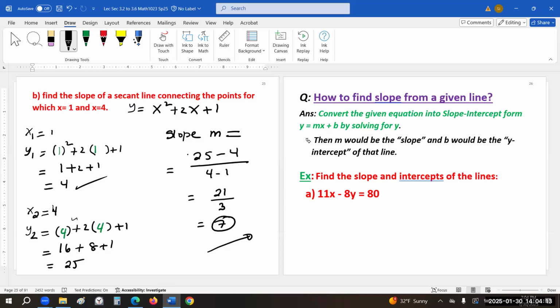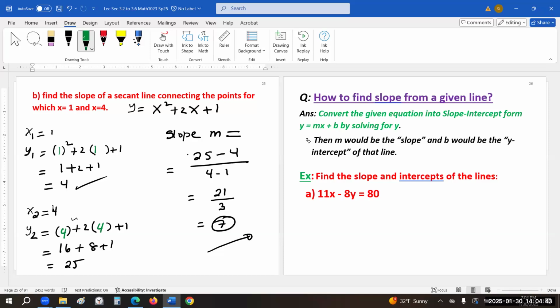Okay, so we know how to find slope when 2 points are given. And now they're asking, well, I'm not going to give you any points. I'm giving you an equation. Find the slope of that line. If you remember correctly, when you talked about the 3 formats of the line, we said if you don't see a slope in any line, then convert that into slope-intercept form, you'll see your slope.